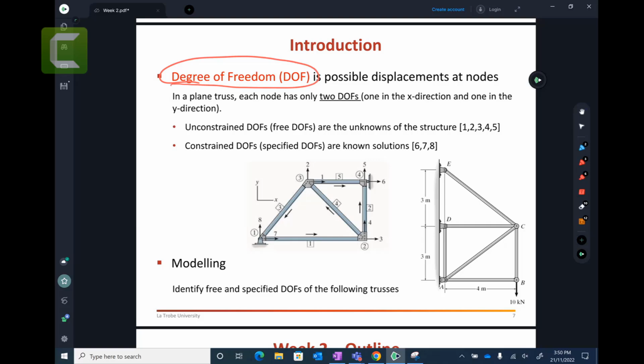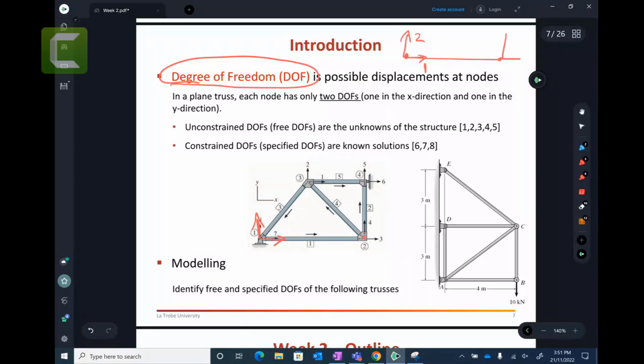Let's say you have element number 1. At each node, let's say at the left side, node number 1, it has 2 degrees of freedom. It can go in the X direction and in the Y direction. So each element has 4 degrees of freedom. Do you agree with me? Because it has 2 nodes and each node has 2 degrees of freedom. It can go left and right, and it can go up and down.